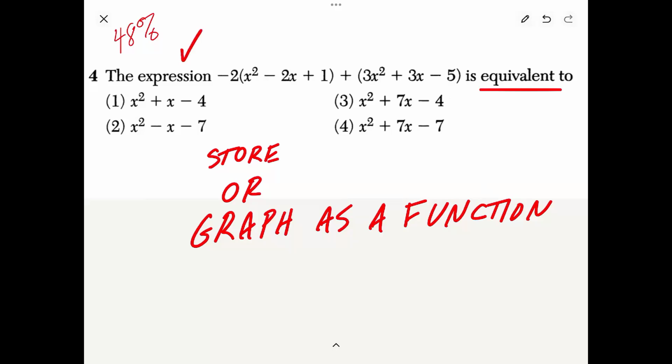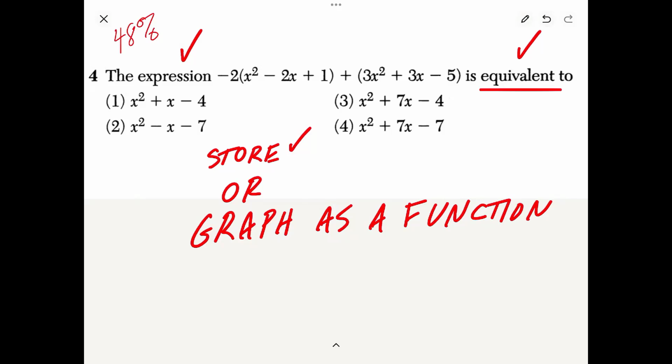Whenever you see the word expression and you see the word equivalent, then you know that one of the most powerful techniques that you could use to answer this in the multiple choice section is just to store a number. So I'm going to do that. I'm going to store a number, and then I'm going to show you, you could also graph it. But to me, the graphing is not as clean.